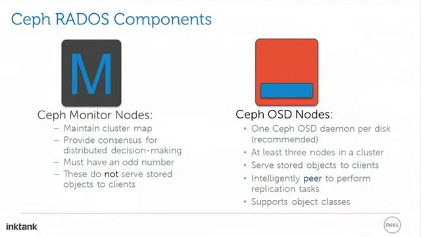So RADOS consists effectively of two components. We have monitor nodes, which are watches of the system. These are the nodes which are deciding which object storage nodes, or OSD nodes, are up and serving data, which ones are not serving data. So the monitor nodes themselves are not part of the transaction between the client and the server. They're merely there to monitor the state of the cluster.